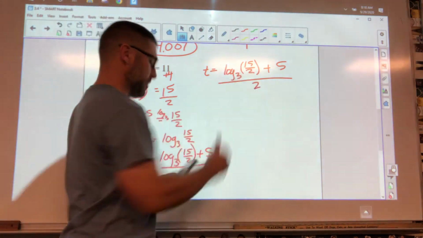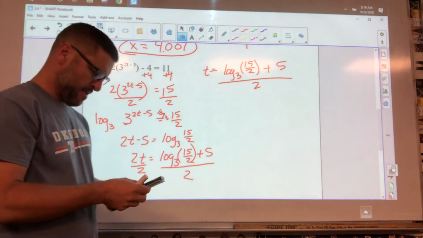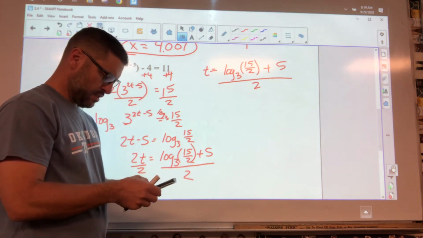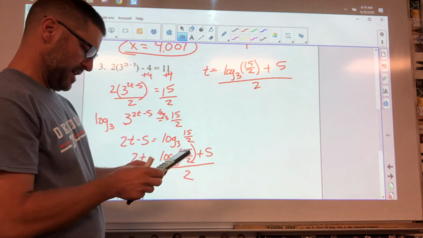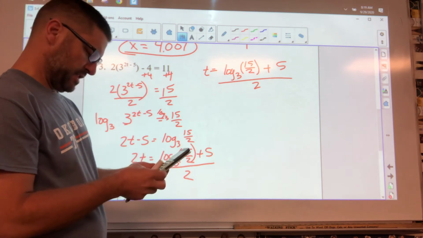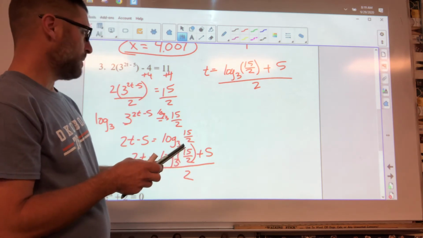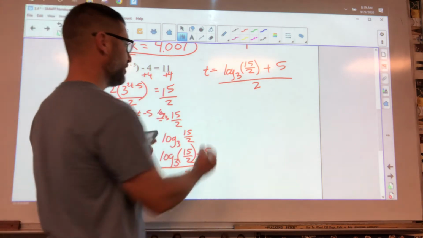Maybe they put a 7.5 there. Regardless, I'm going to go find out that answer. Math, log base 3. I'm going to go ahead and put 7.5 in there, close off the parentheses, plus 5. And then I'm going to divide it by 2. I got 3.4.